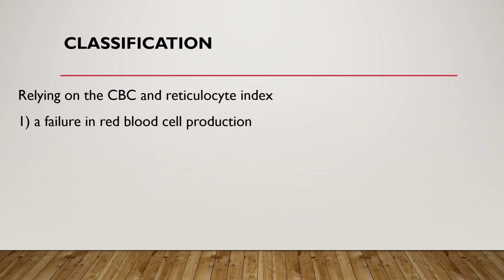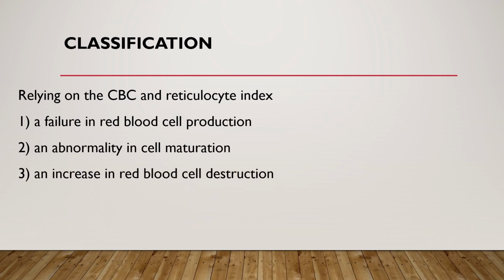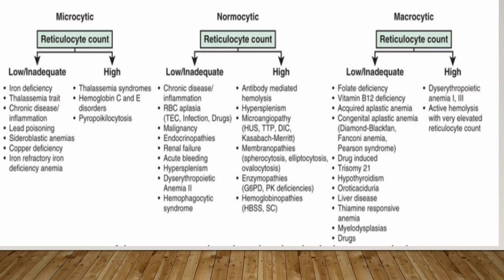So when we come to classification of anemia that we said initially, we can classify the cause of anemia or the type of anemia by relying on the CBC and the reticulocyte index. And anemia might be due to a failure in red blood cell production, or it might be an abnormality in cell maturation, or it might be an increase in red blood cell destruction. So we can classify anemia initially by MCV level. We can say initially microcytic, normocytic, and macrocytic based on the MCV level. Then we combine our MCV finding and the retic count.